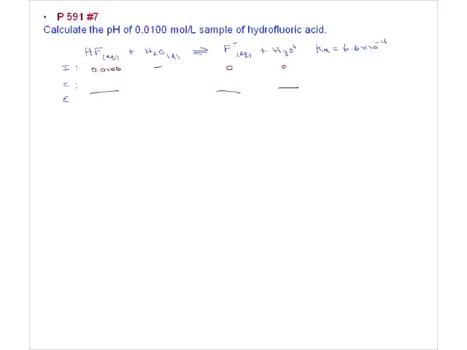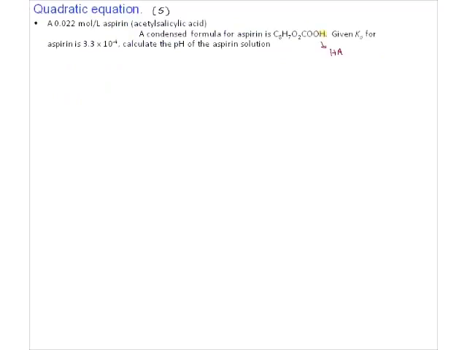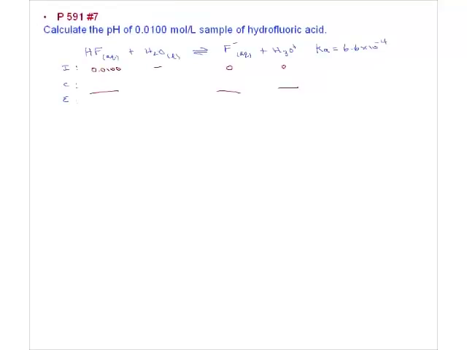We're looking at an ice table situation here, whereby the initial concentration is given of the hydrofluoric acid, but nothing else. So we want to get the pH. So we want to figure out the H3O+ concentration at equilibrium. Once again, we know that we went up by X. The fluoride ion went up by X, so we know that the concentration of these two at equilibrium are the same. The hydrofluoric acid must have gone down by X, so therefore the equilibrium concentration of HF is 0.01 minus X.